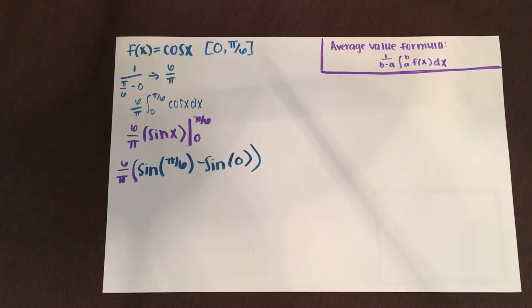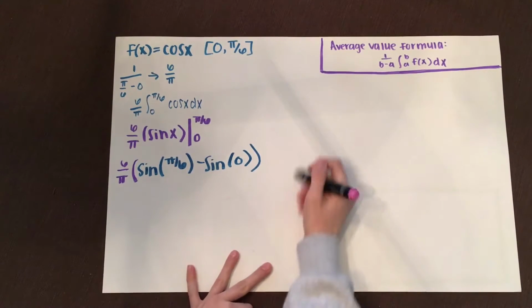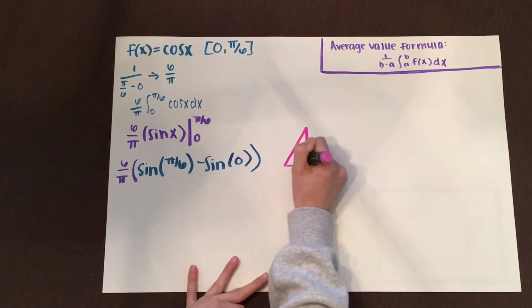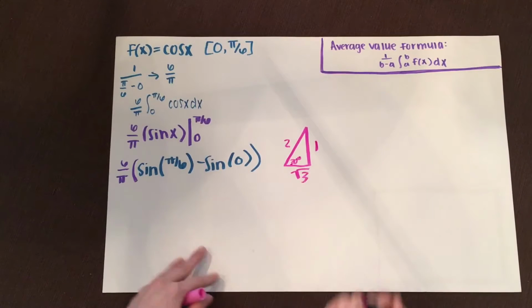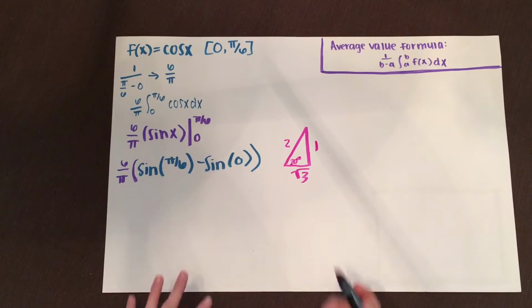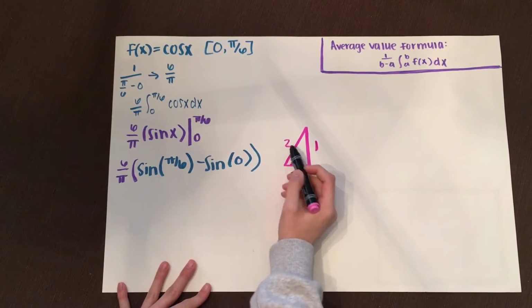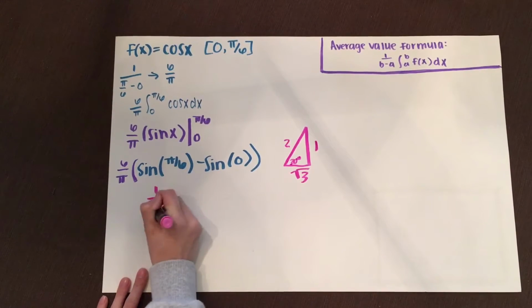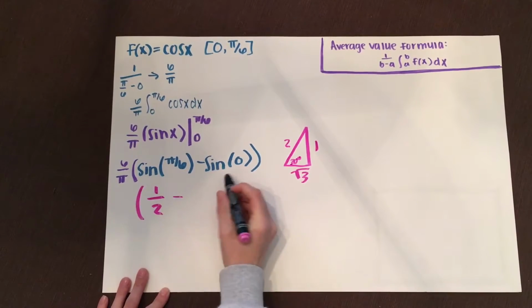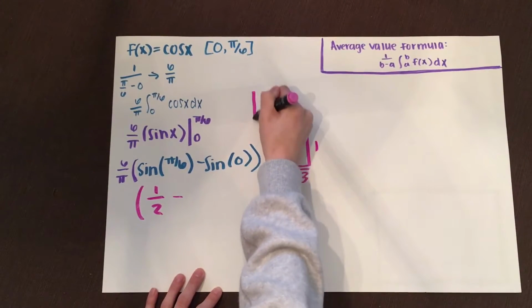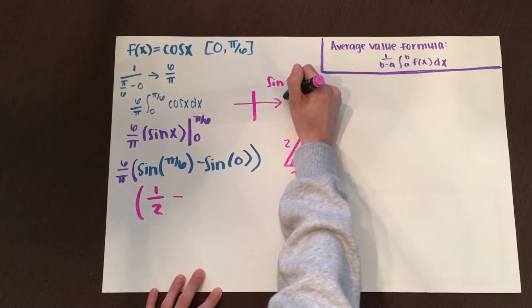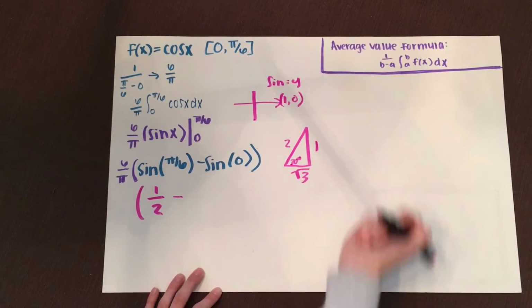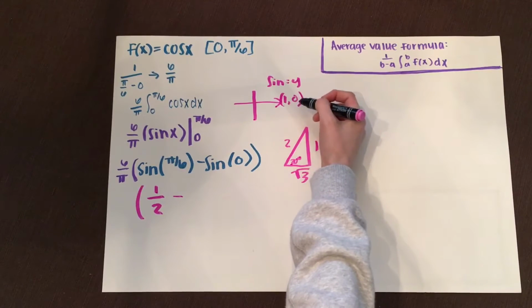And now sine pi over 6 is sine of 30 degrees because pi over 6 is 30 degrees. And so what we're going to use is the 30, 60, 90 triangle. And so we have sine is your opposite over hypotenuse. And so opposite over hypotenuse would be 1 over 2. So we're going to have 1/2 minus sine of 0. You have your sine being your y value, and this is 0, so your coordinate is 1, 0, and so sine at 0 is 0.